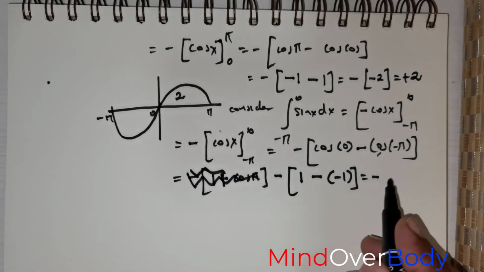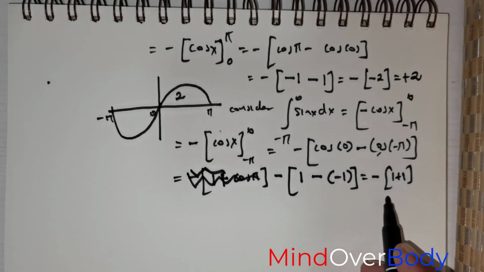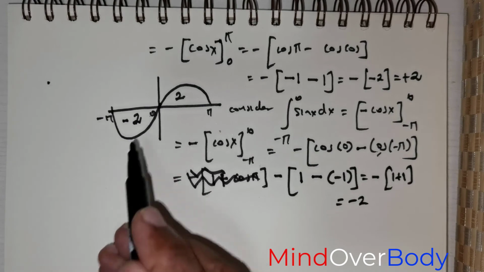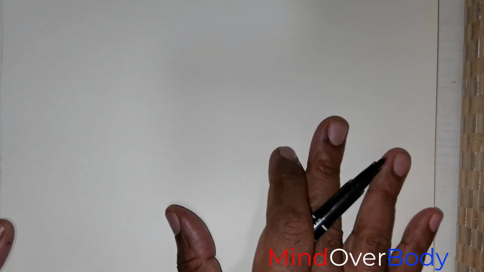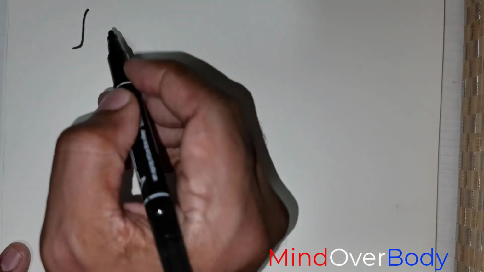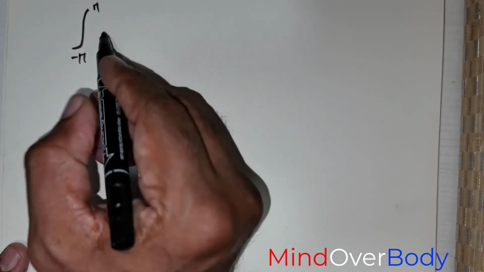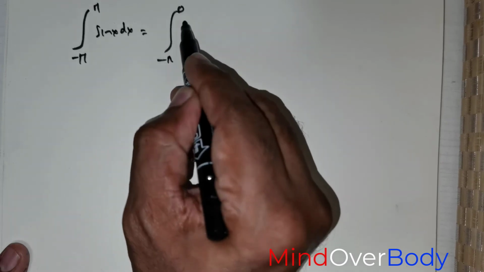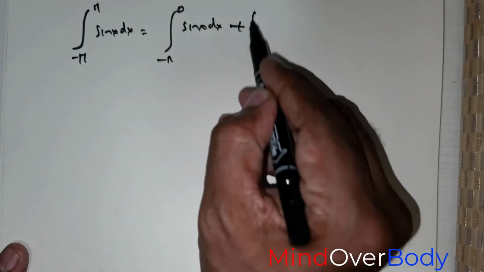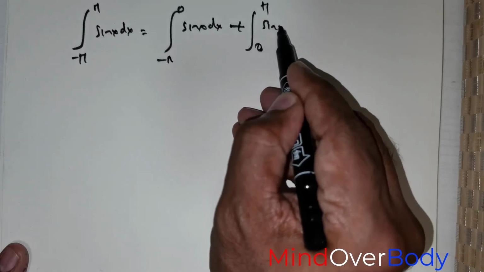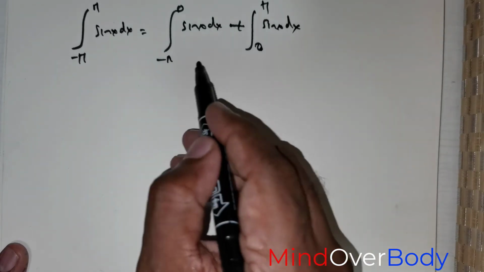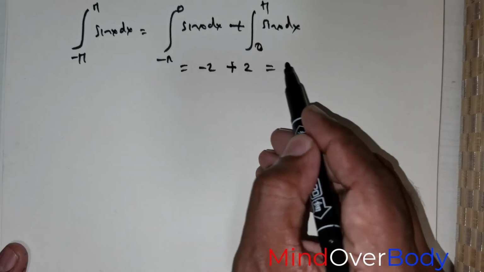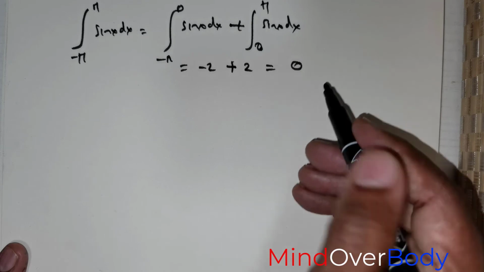So this is equal to negative of 1 positive 1, which is equal to negative 2. So this is negative 2. Now if you would remember, we started with integral negative pi to pi sin x dx, and we split it as negative pi to 0 sin x dx positive 0 to pi sin x dx. We got the value for this as negative 2, we got the value for this as positive 2, and we got this outcome to be equal to 0.